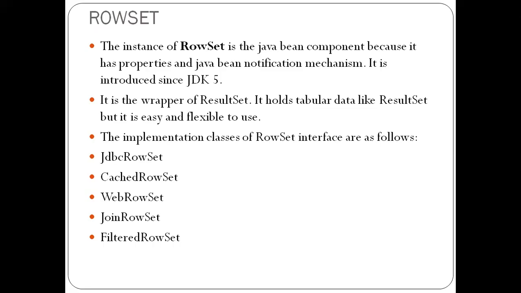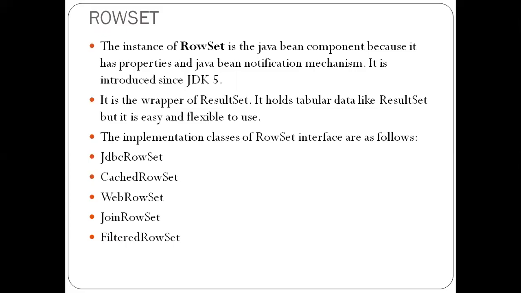In JDBC 1 and 2.0, it is possible to work with one result set at a time. Whereas in JDBC 3.0, we got a new feature that we can get multiple result sets also. And the multiple result sets may be of scrollable or non-scrollable type. So this is about result set.